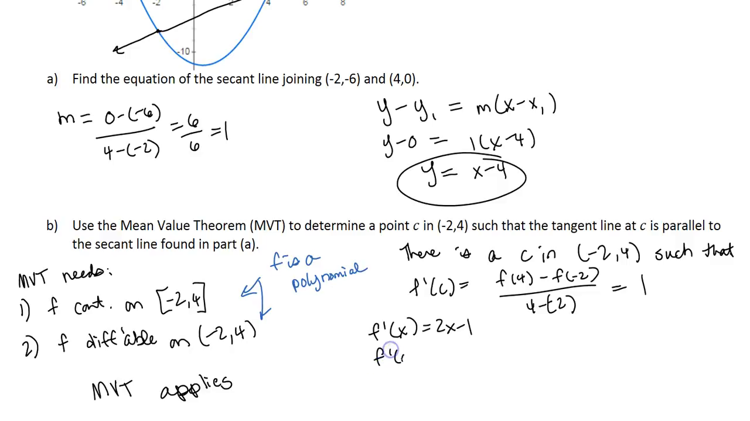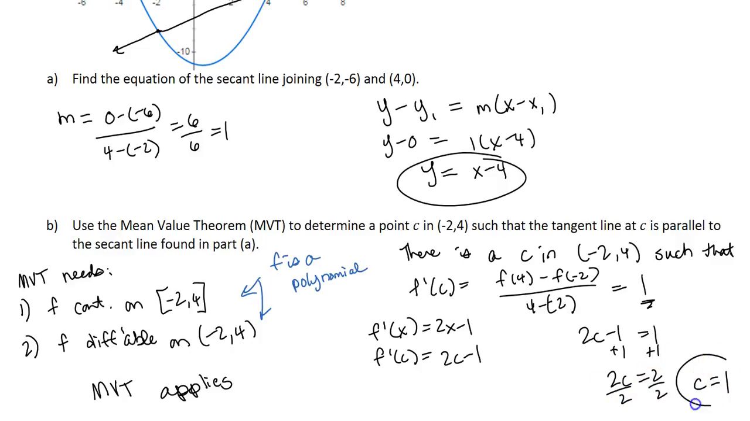So that means that f prime of c for any c would be 2c minus 1. So I'm going to set the 2c minus 1 equal to this 1 right here. So if I add 1, I would have 2c equals 2, and if I divide by 2, I would have c equals 1. So this is the c that I'm looking for.